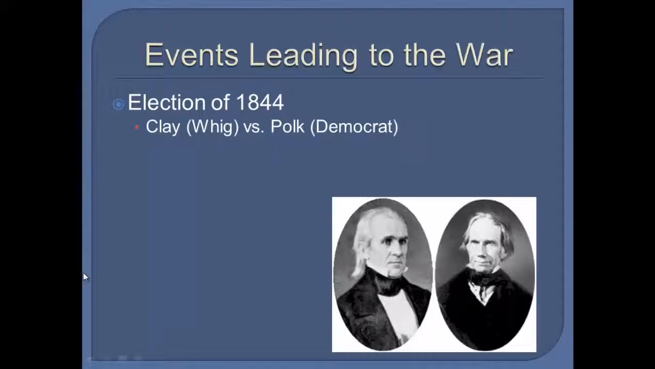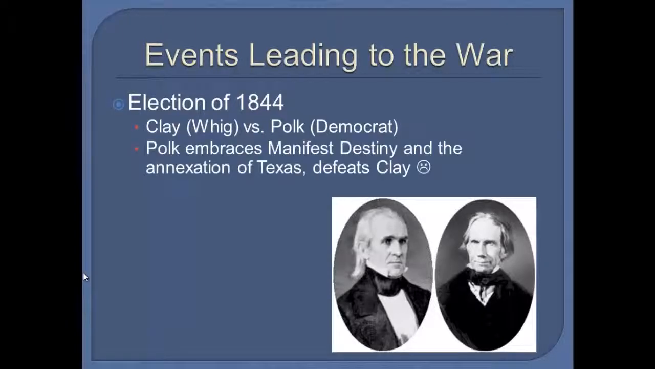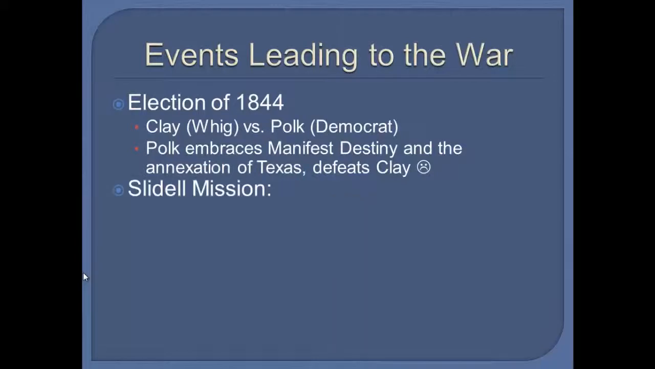His nickname was Young Hickory because he was Andrew Jackson's protege. Polk embraced the idea of manifest destiny. He was all about it, did not hide from it, and he was in favor of the annexation of Texas. Henry Clay was flip-flopping on the issue of Texas, whether or not Texas should join the Union. And for that reason, he pretty much lost the election of 1844. Sadly, James K. Polk wins.